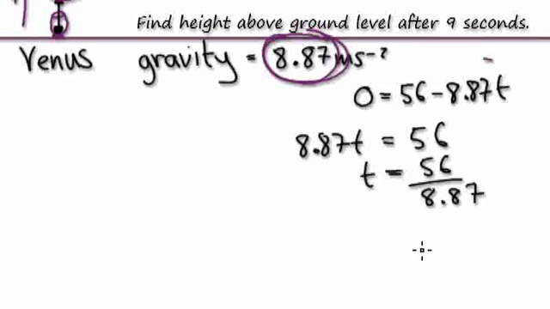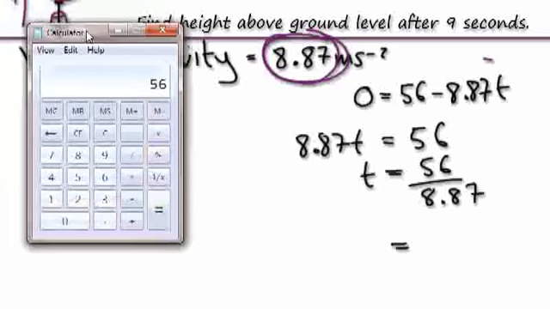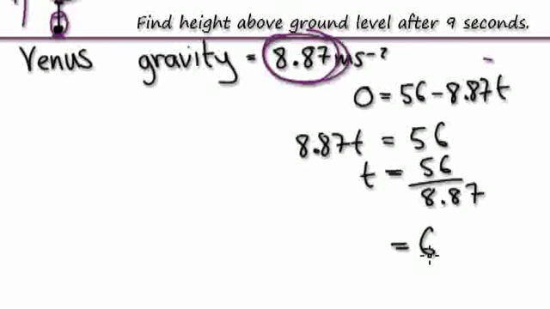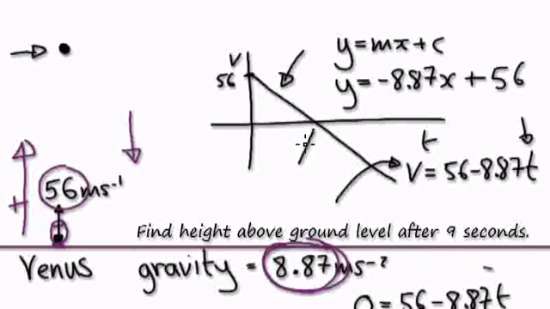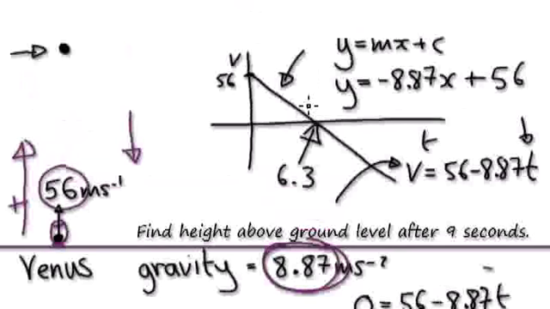So the time at maximum height will be 56 over 8.87. Okay, so jump to a calculator: 56 divided by 8.87 equals 6.3, and it will be in seconds. Okay, so this is the time at maximum height, 6.3 seconds here.